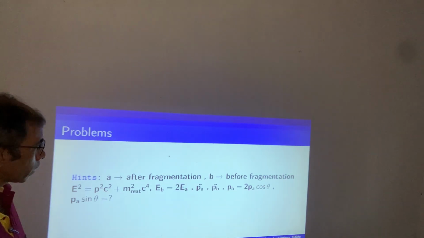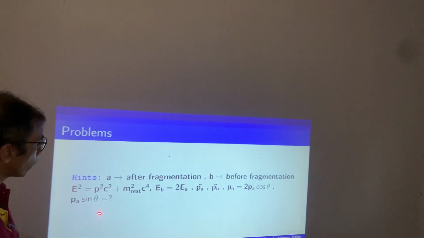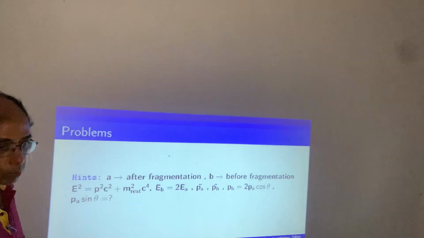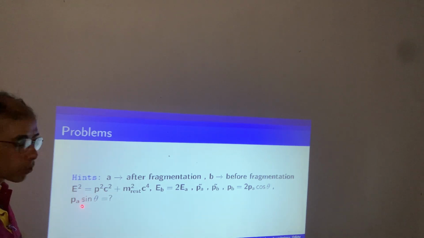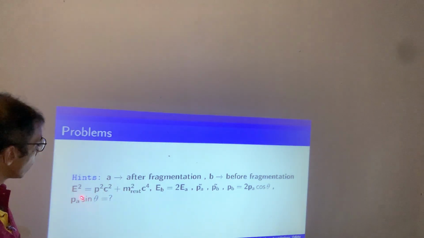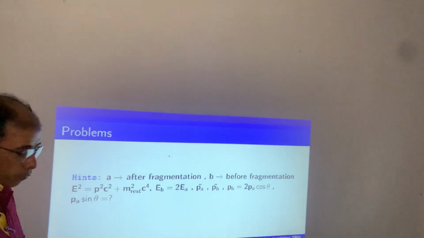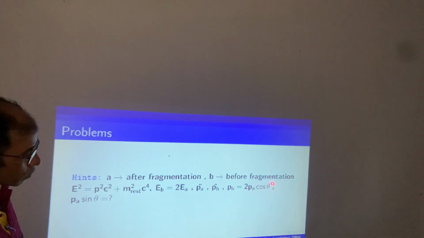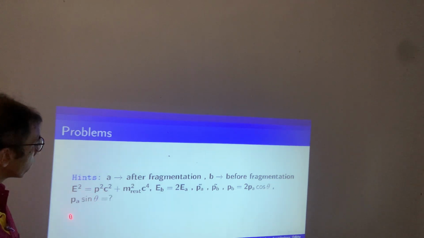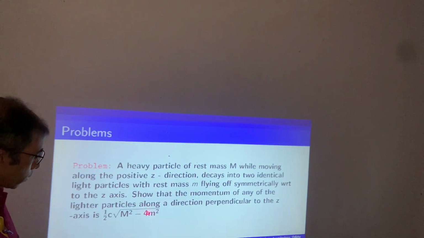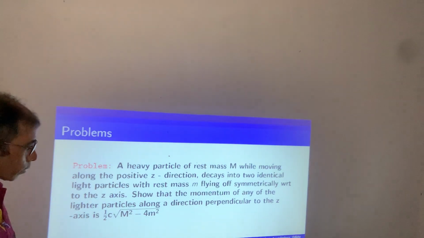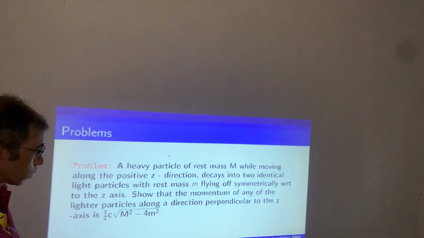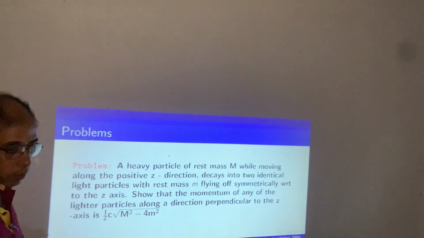Do it, and then what we need to find out is this: P_A sin theta is what? So we can square it. We want to find P_A squared sin squared theta. We know P_A squared in terms of P_B squared, and we know cos squared theta in terms of P_B squared. So just plug in these values and you should be able to get this relation. Now check yourself what you get, because doing is the most important thing.